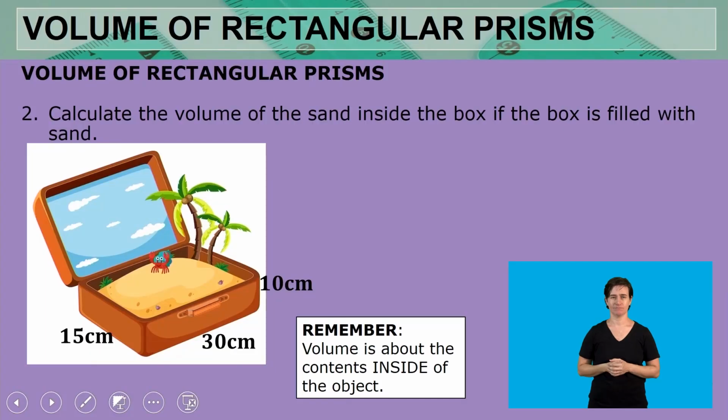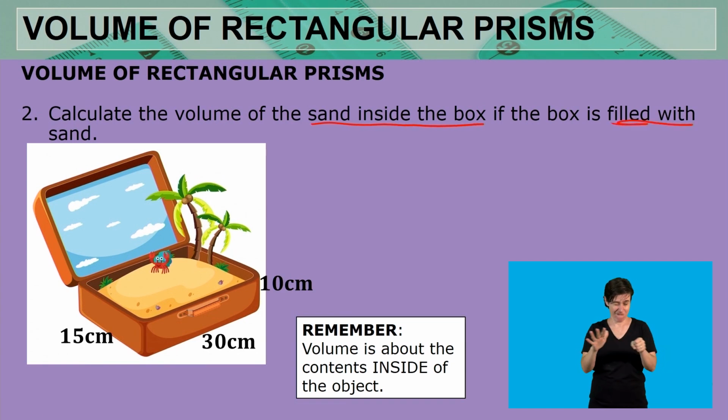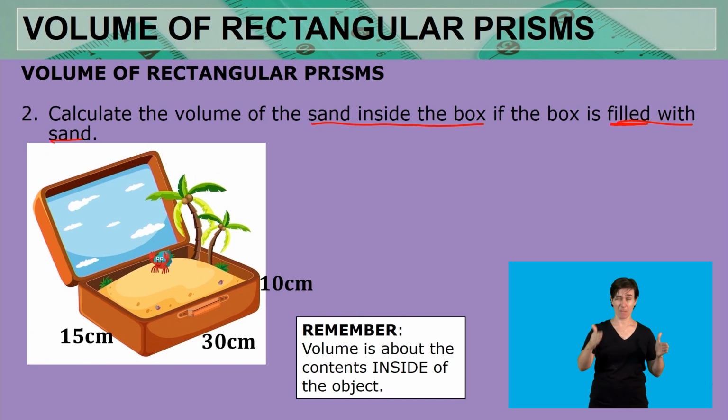Let's move over to the next example. In this case, we have been given a briefcase or a box. The instruction says, calculate the volume of the sand inside the box if the box is filled with sand. Remember, the box has a certain capacity, and the volume of the sand will be the volume that is inside that box. Since we are told that the box is filled with sand, that means that this box is filled to full capacity.